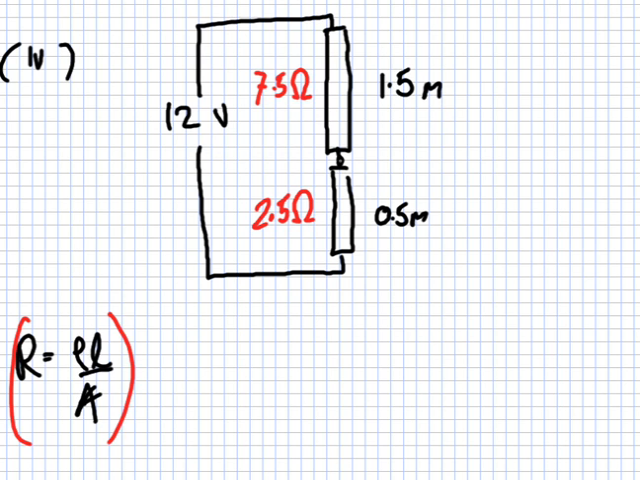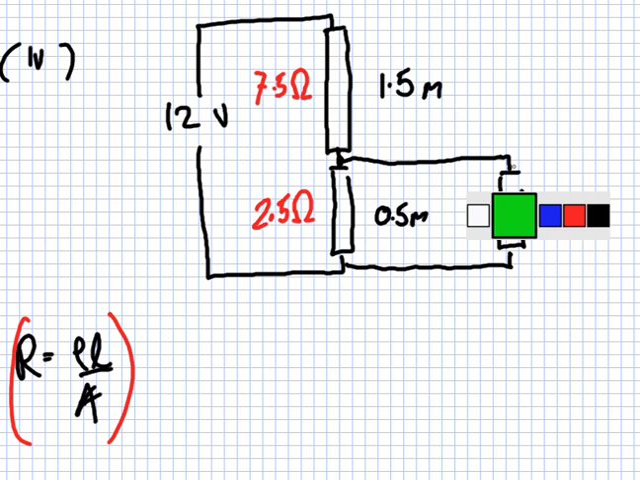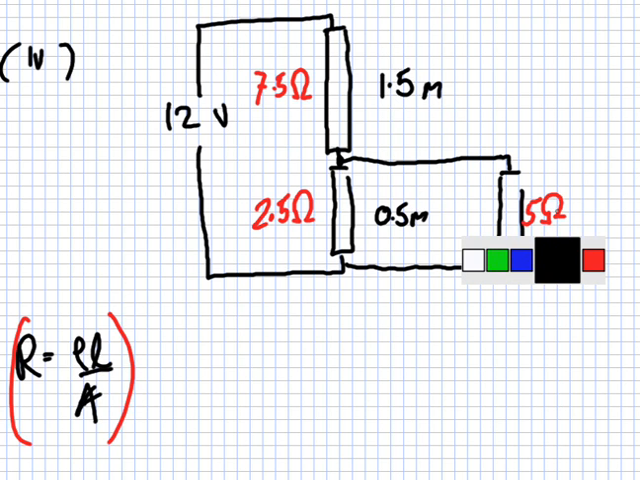So we put in the second resistor here, and this resistor is 5 ohms. Okay, Tanish?